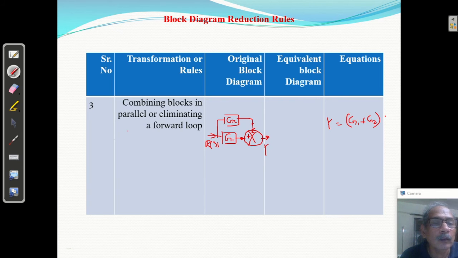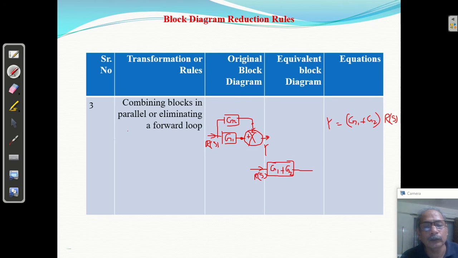into R of S. So in place of using this, this is called combining blocks in parallel. These two blocks are connected in parallel in the forward path. So we can eliminate this and go for one block, say G1 plus G2. This is the reference input R of S.